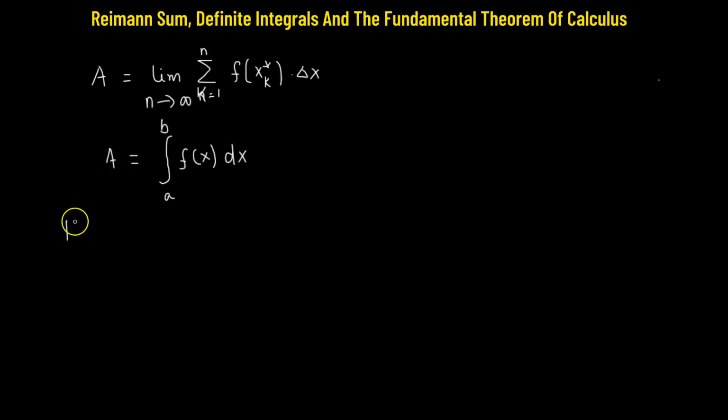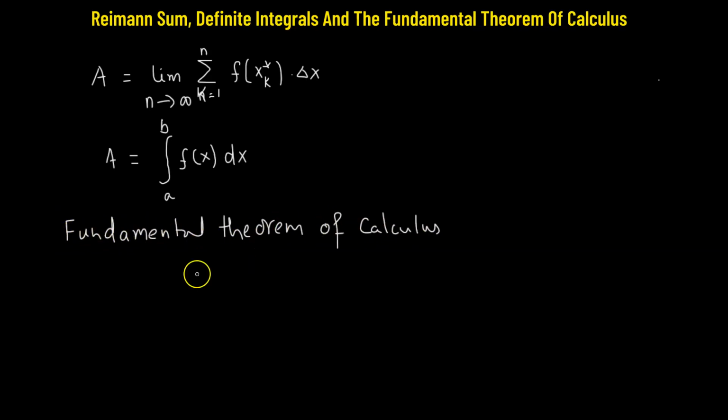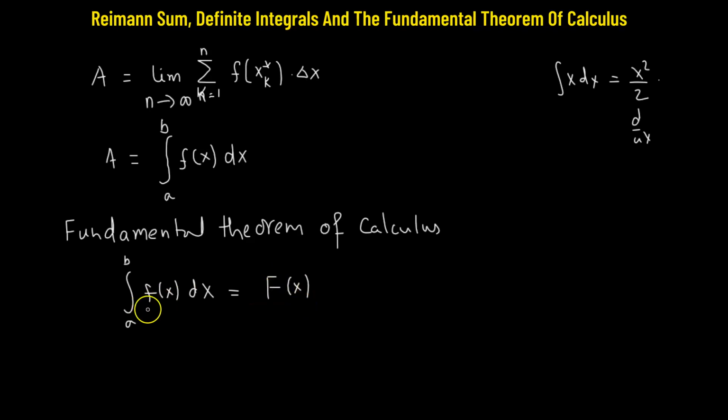Next, we have the fundamental theorem of calculus. The fundamental theorem of calculus states that if we have an integral with the limits going from a to b, f(x) dx, then we can obtain a function F of x. This F of x is going to be the antiderivative of f of x. Then we can calculate this value at the end points. Then we have F of b minus F of a.